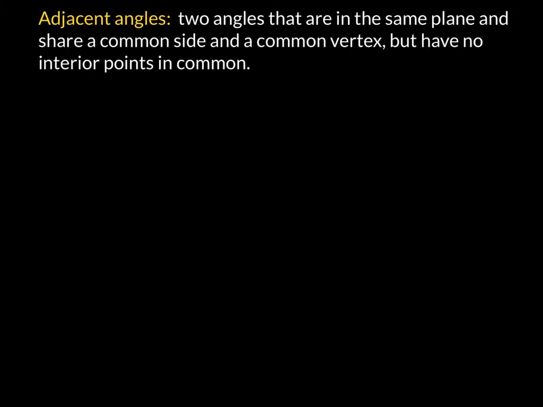Our next definition is adjacent angles. Those are two angles that are in the same plane and share a common side and a common vertex, but have no interior points in common.